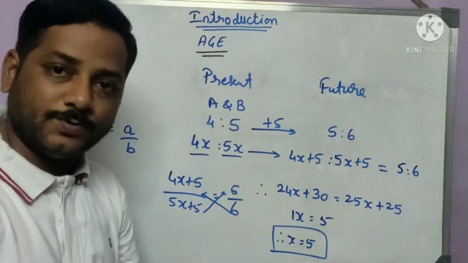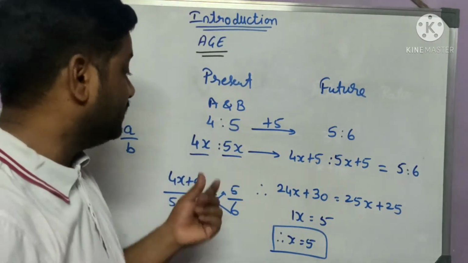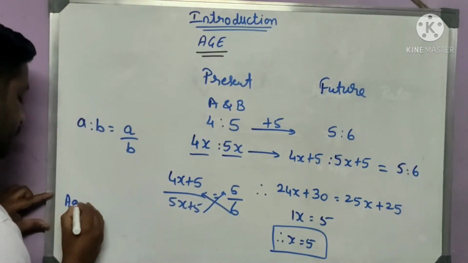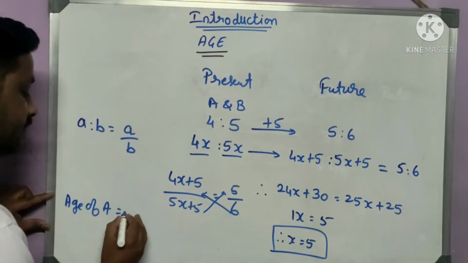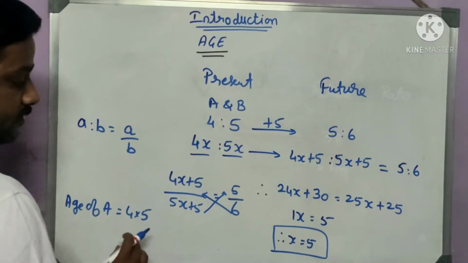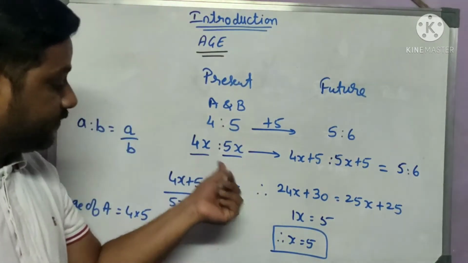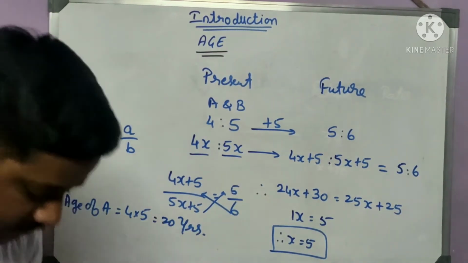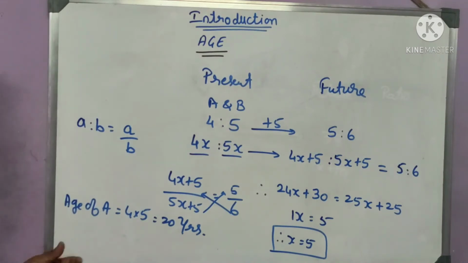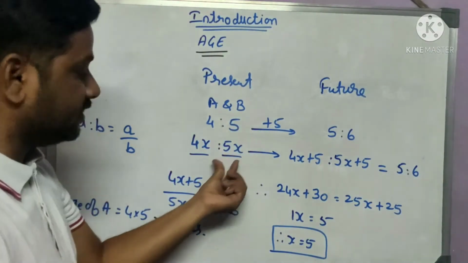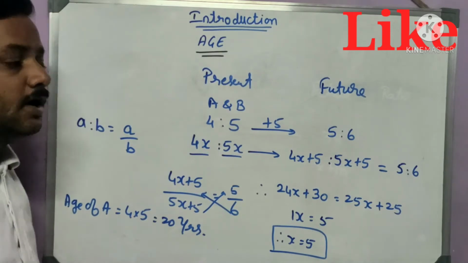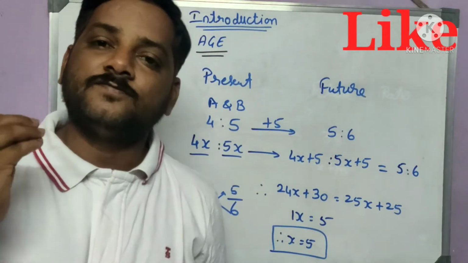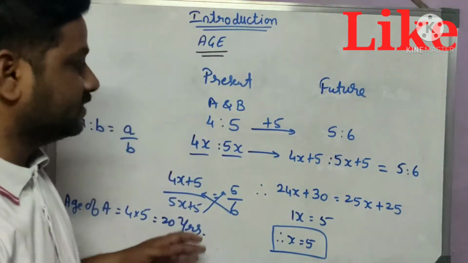After getting this value of x, you substitute it here so that I can find the actual age. The age of person A is 4 into 5. Actually it is 4x, and we know the value of x is 5, so it's nothing but 20 years. So this is the solution for this particular question. Here you can also find the age of B: 5 5s are 25. Okay, so this is how you have to solve age problems when it is given in terms of a ratio. I hope this is clear for you.